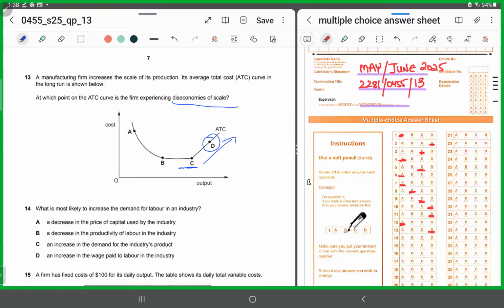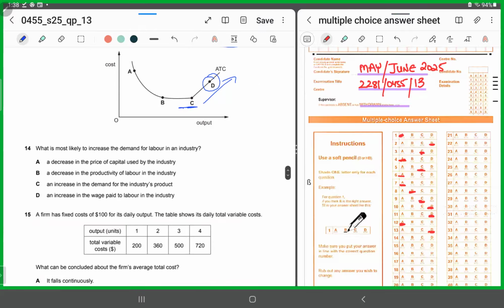14. What is most likely to increase the demand for labor in an industry? Why do you think an industry would increase its demand for labor? Let's look at the options. A says a decrease in the price of capital. So if the price of capital decreases, we should decrease the demand for labor and not increase. So we'll chop A. B says a decrease in the productivity of labor. So if the productivity of labor is decreasing, if the output per labor is decreasing, why would you increase the demand? You chop it off.